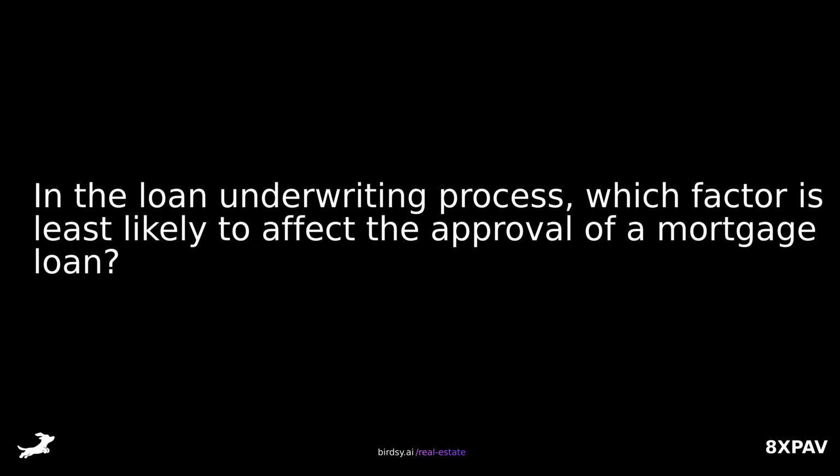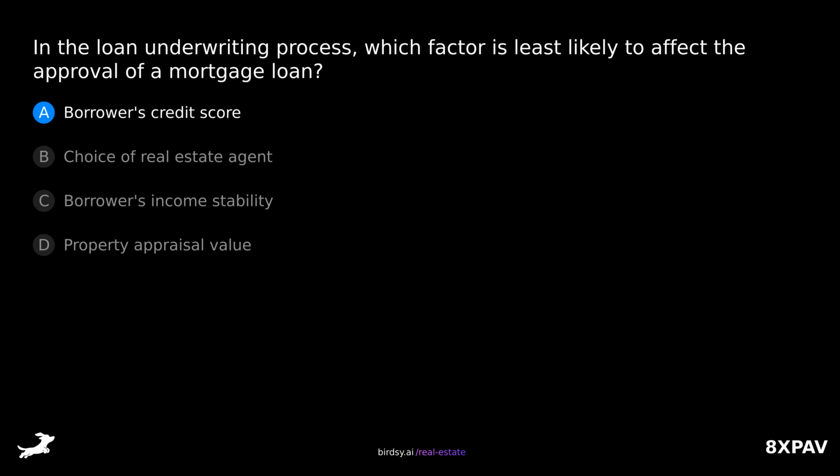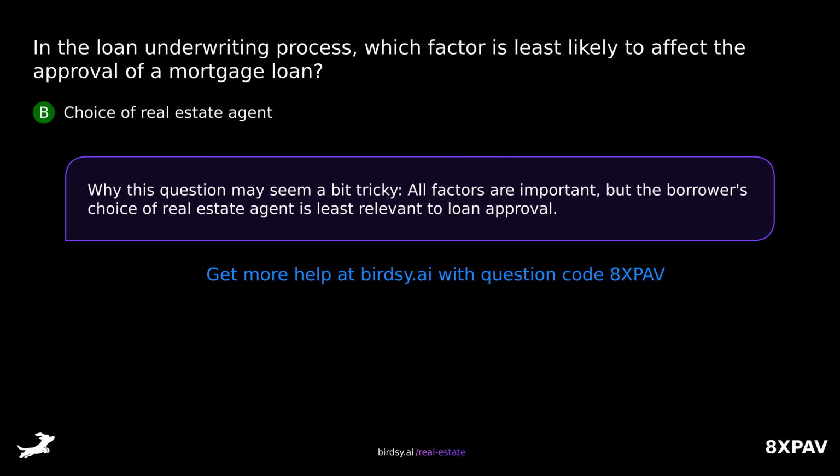In the loan underwriting process, which factor is least likely to affect the approval of a mortgage loan? Is it A, borrower's credit score, B, choice of real estate agent, C, borrower's income stability, or D, property appraisal value? The answer is B, choice of real estate agent. Why this question may seem a bit tricky. All factors are important, but the borrower's choice of real estate agent is least relevant to loan approval.